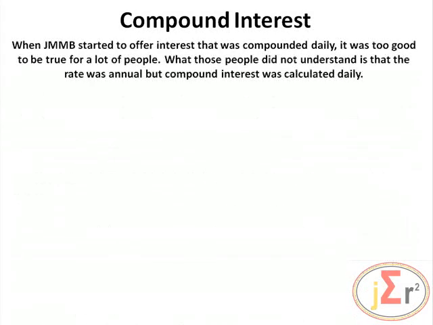When JMMB started to offer interest that was compounded daily, it was too good to be true for a lot of people. What those people did not understand is that the rate was annual, but compound interest was calculated daily. It is not the rate that is daily that they give you first. They'll give you an annual rate, and then they say that it's calculated or compounded daily.